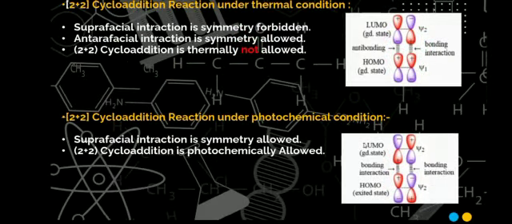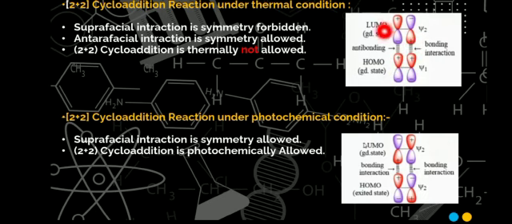If we derive the Woodward-Hoffmann rule for this 2+2 cycloaddition reaction under the thermal condition, as we know, there are two types of molecular orbitals present in ethylene, psi 1 and psi 2. In this, psi 1 acts as a HOMO, while psi 2 acts as a LUMO. So here is the HOMO of one ethylene molecule combined with the LUMO of the other.